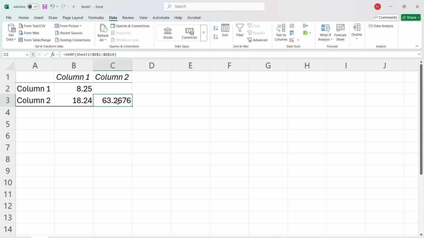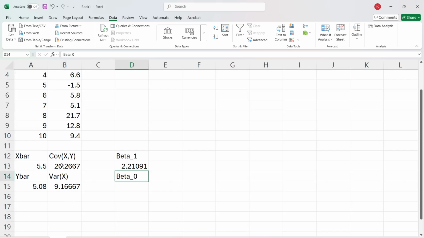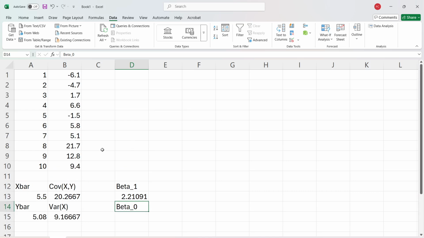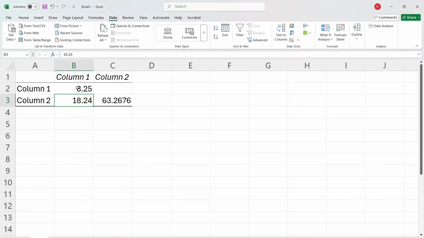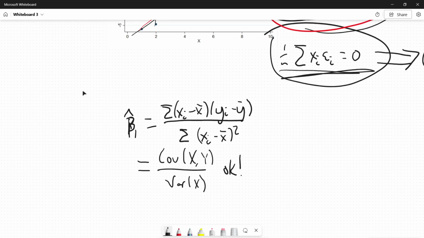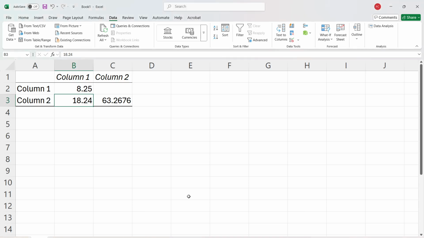But if you're thinking, wait a second, 8.25 and 18.24 do not look like the 20.2667 and the 9.16667 that we had over here, you're correct. Those numbers that we just saw are covariance using the population formula, where we add up all of the xi minus x bar squared, or something like xi minus x bar times yi minus y bar, and then divide by n instead of n minus 1. So it's just a little bit smaller.